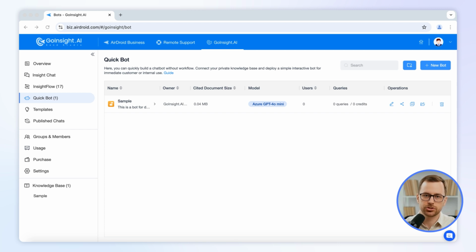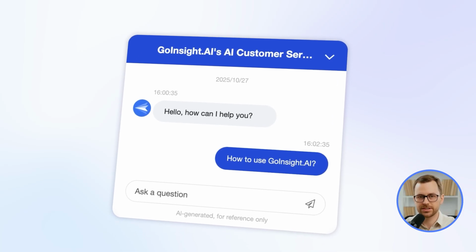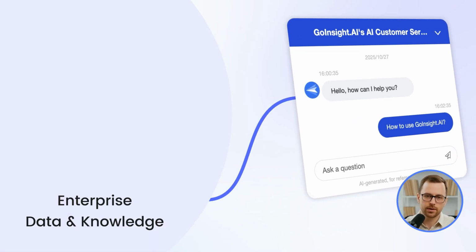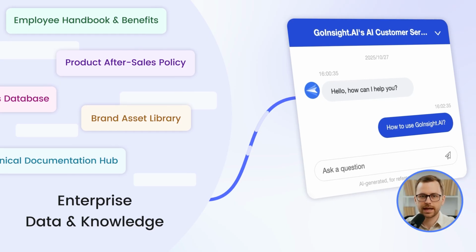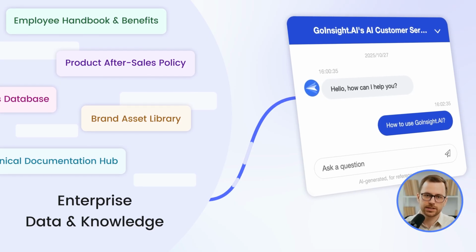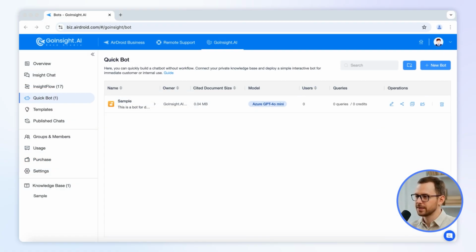Distinguishing itself from these general AIs that cannot master internal enterprise data and knowledge, QuickBot is pre-configured with rules for specific scenarios, focusing on knowledge Q&A as a lightweight conversational assistant. It can answer questions based on knowledge-based content suitable for various scenarios. Next, I'll demonstrate how to create and set up QuickBot.